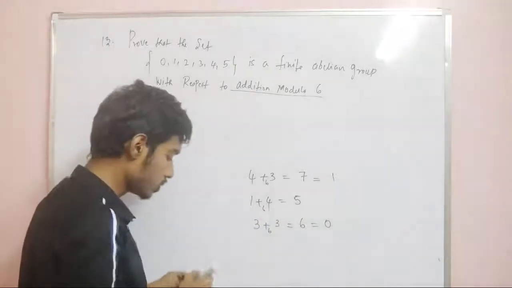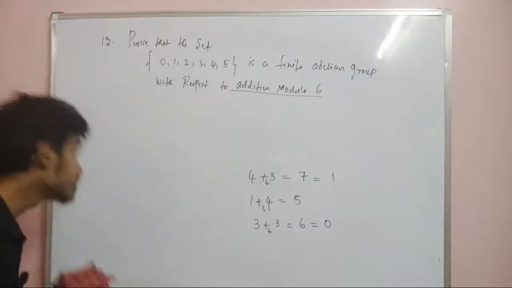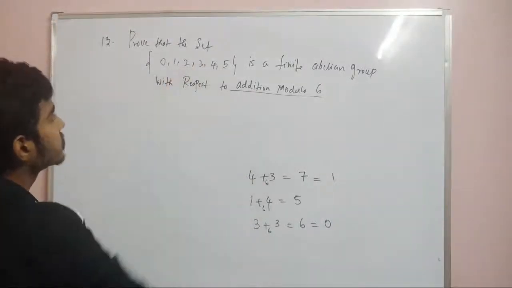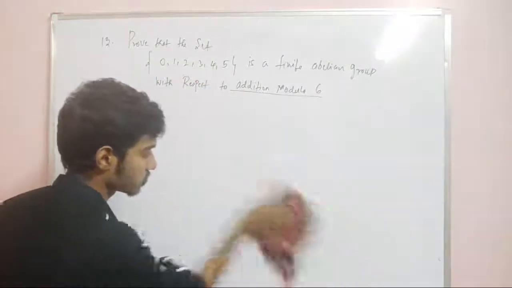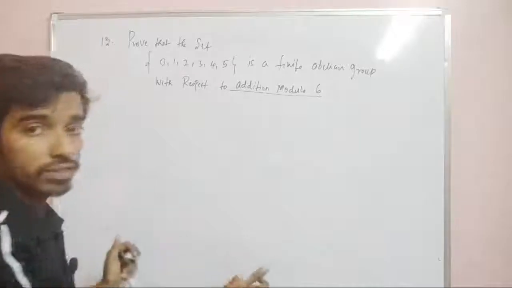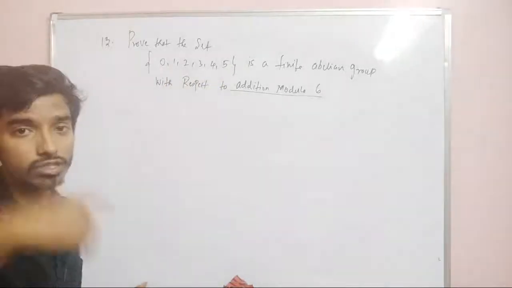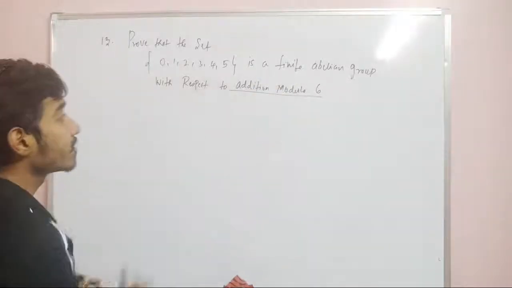Yes. So we need to prove that this is a finite abelian group of order 6. You can see there are 6 elements here. The order of a group is nothing but the number of elements in the group. So we have 6 elements in the group, so the order of this group is 6. Since the order is a finite number, it is a finite abelian group.